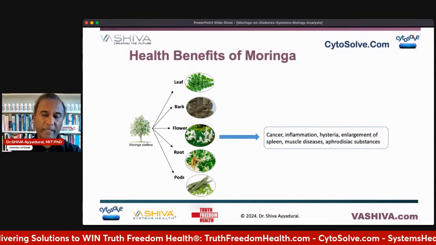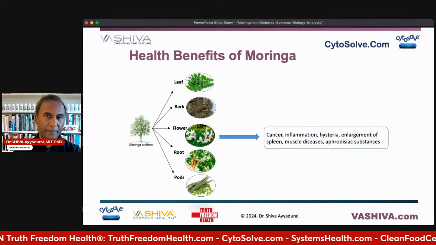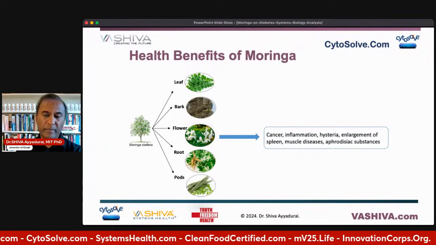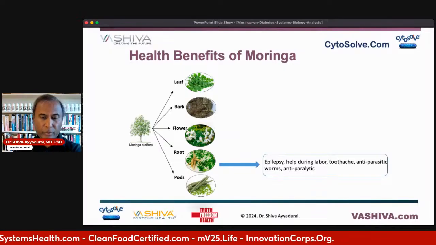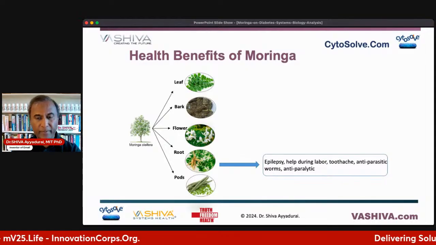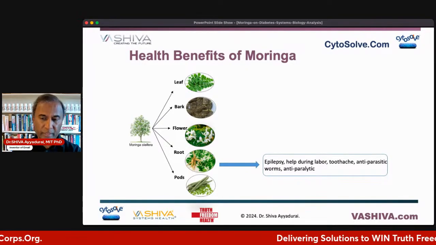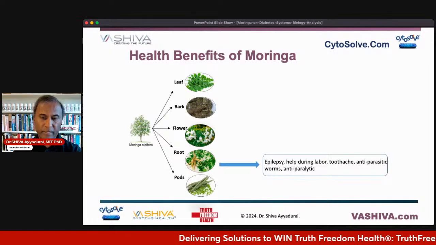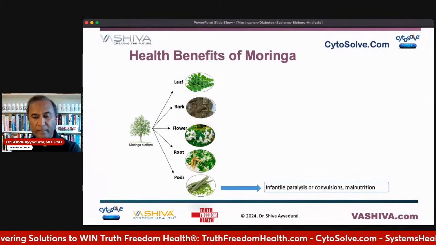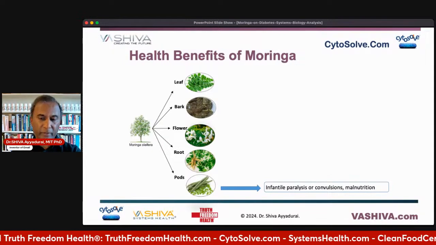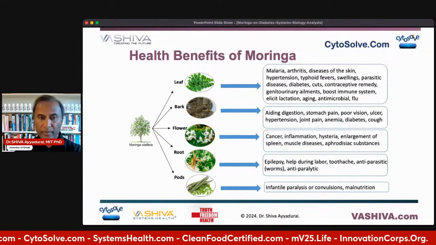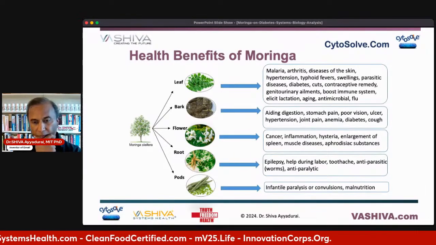The flower helps fight cancer, inflammation, hysteria, mental issues, enlargement of the spleen, muscle diseases, and is also known to be a very powerful aphrodisiac. And the root has been known to help with epilepsy. It helps during labor, toothaches, is antiparasitic, for worms, and antiparalytic. And the pods, which are these long fruits, are really powerful for people who are malnourished or help fight infantile paralysis or convulsions. So it is truly a power food.